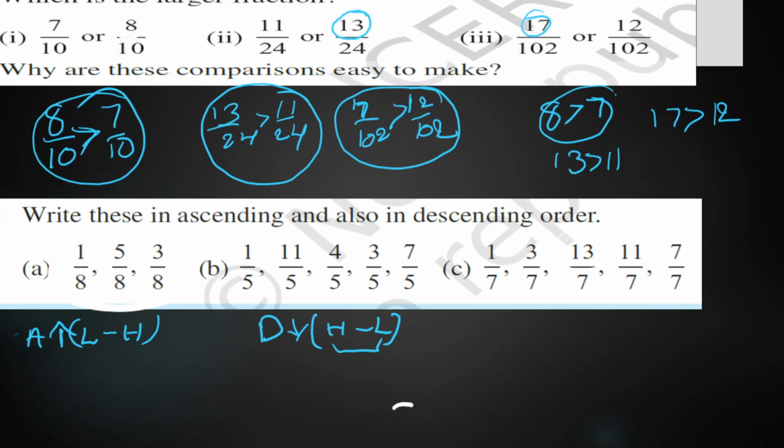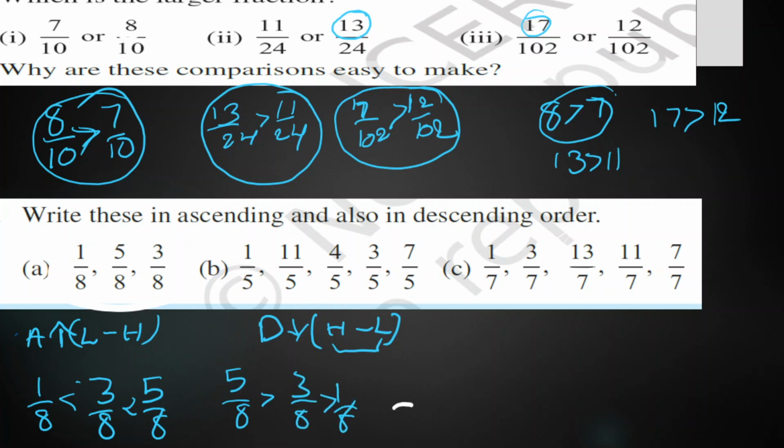And here the lowest value is 1. So 1 by 8 is less than, sorry, 3 by 8. And this 3 by 8 is less than 5 by 8. So let me write the descending order also. In descending order, we start from the highest value. So the highest value is 5 by 8. So 5 by 8 is greater than 3 by 8 and this 3 by 8 is greater than 1 by 8. In a similar way, we can write for the remaining two.